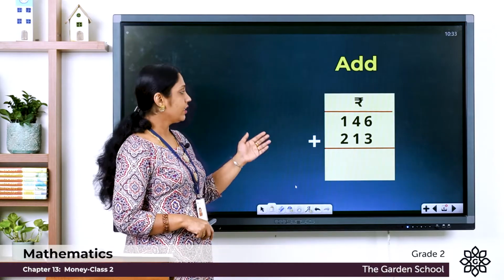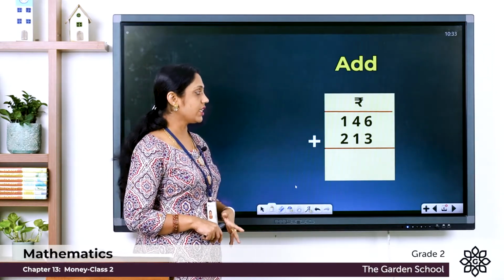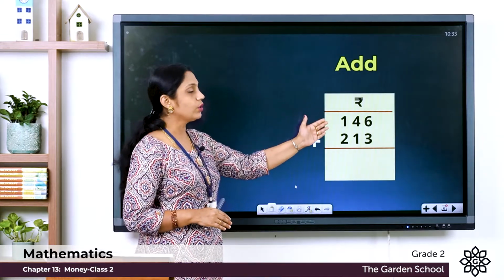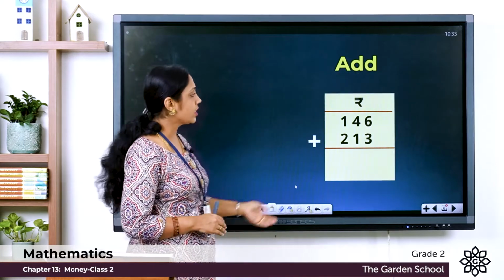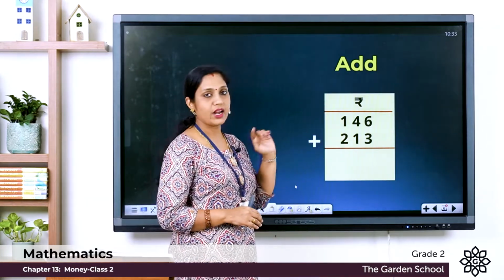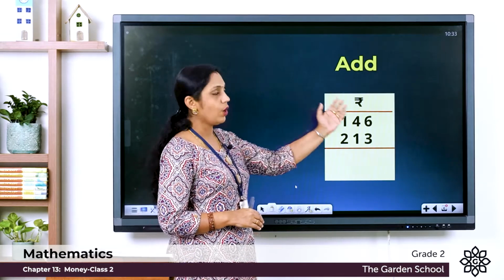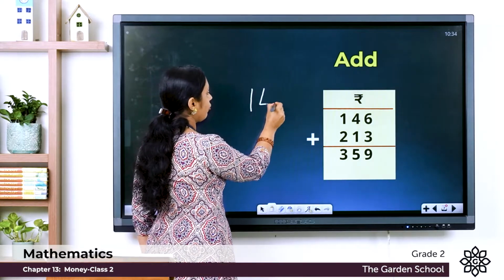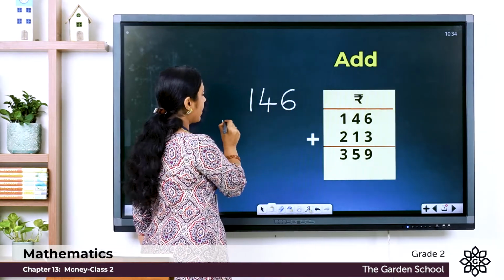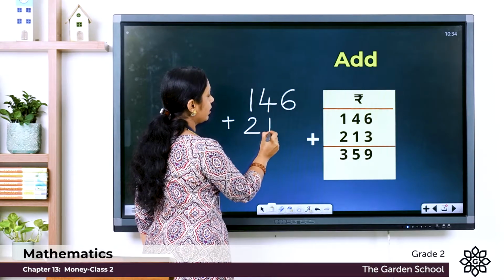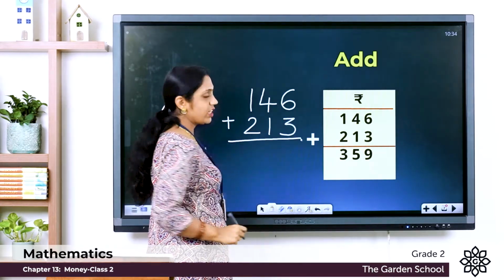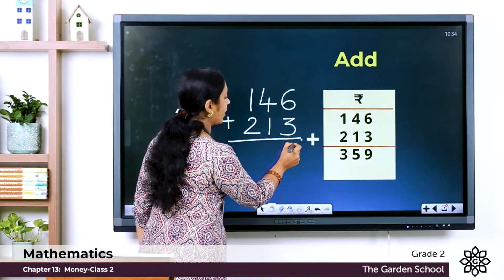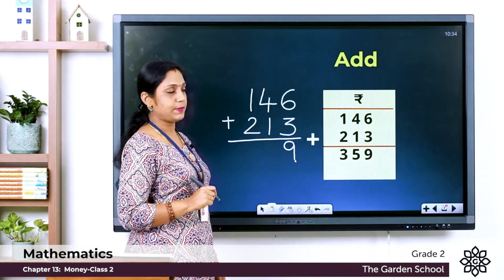Now let's add the numbers 146 plus 213. Here also you can see that both are 3-digit numbers. They have ones, tens, hundreds. Always we need to start from the ones place. So let's add it. 146 plus 213. In the ones place we have 6 plus 3. So 6 plus 3 is 9. Write 9 under the ones place.